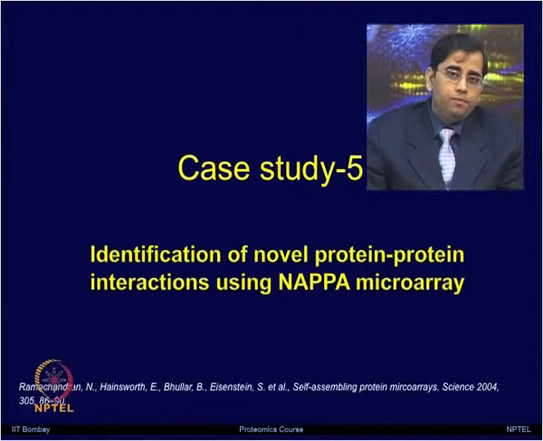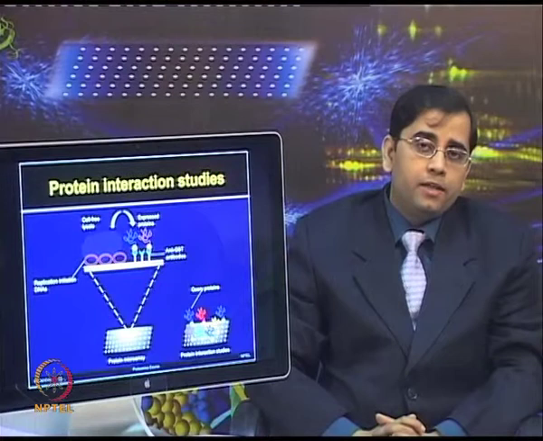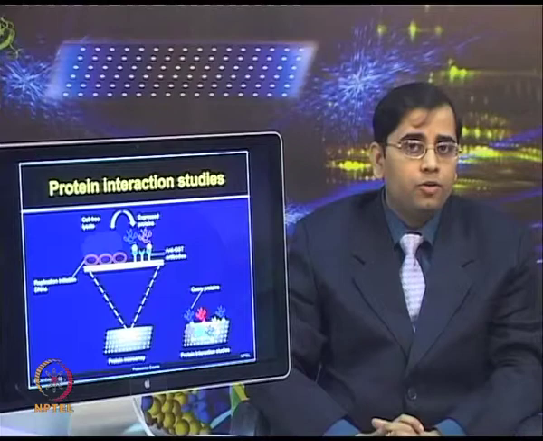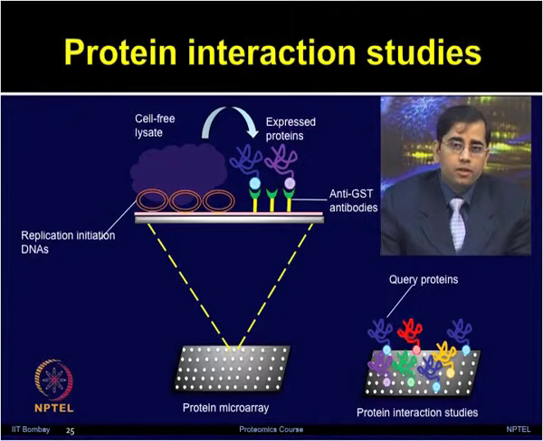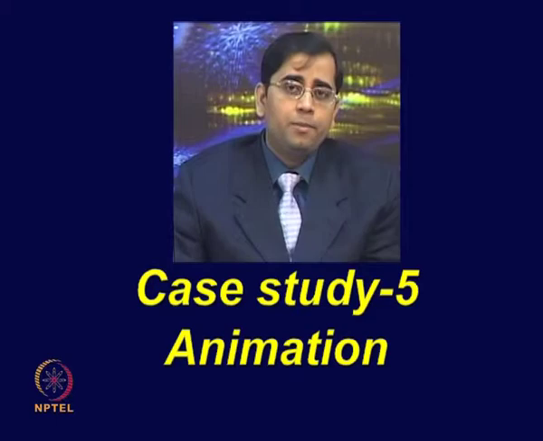Case study 5, identification of novel protein-protein interactions using nucleic acid programmable protein microarrays, a study by Ramachandran et al, 2004. Ramachandran et al reported the generation of self-assembling microarrays, which was one of the novel technologies reported in Science in 2004. In this study, the authors used a pairwise interaction among 29 human DNA replication initiation proteins, which recapitulated the regulation of CDT1 binding to the selected replication proteins and mapped its geminin binding domain by using the nucleic acid programmable protein microarray approach. Let me describe some of the steps involved in this experiment by showing you this animation.